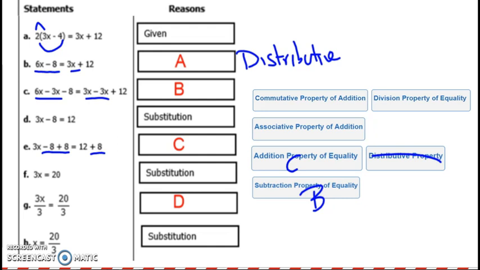And so again, how did they get from step F to step G? Well, they want to get the x by itself. In order to get the x by itself, they divide both sides by 3. So in that case, that would be my division property.